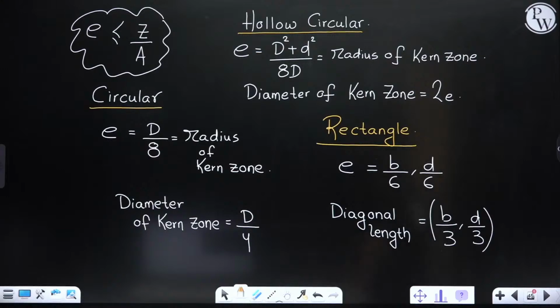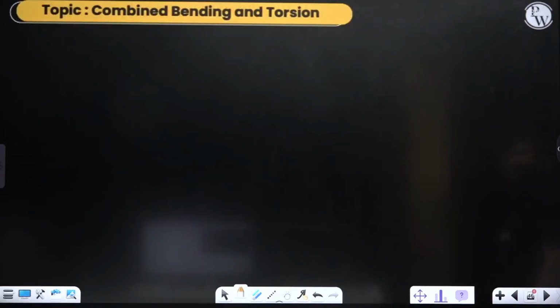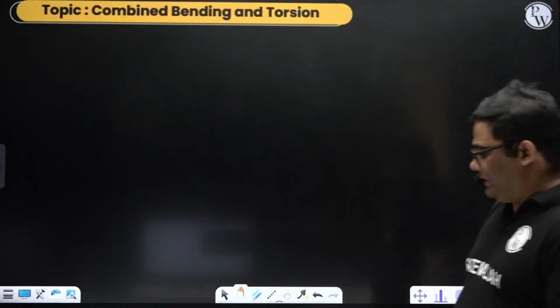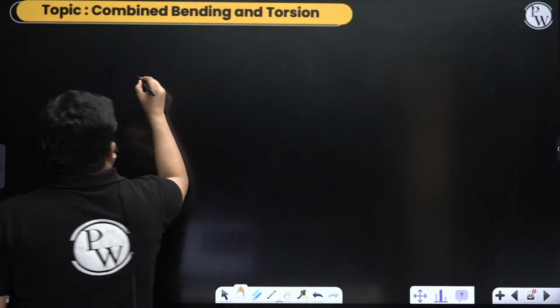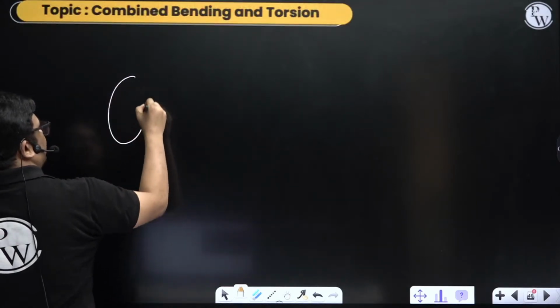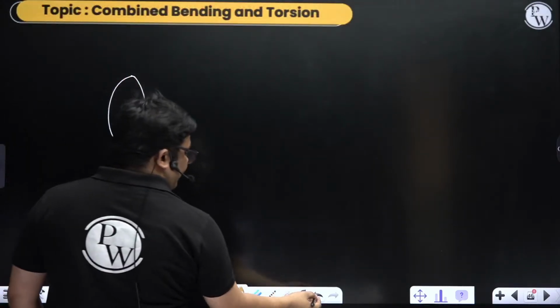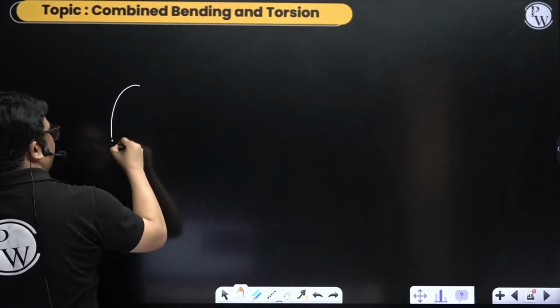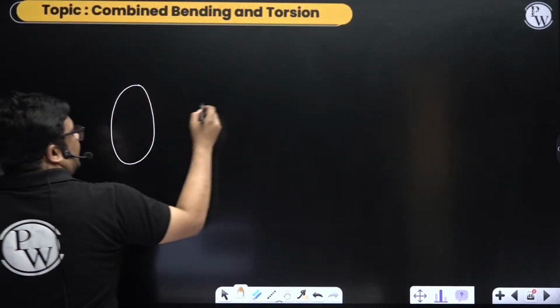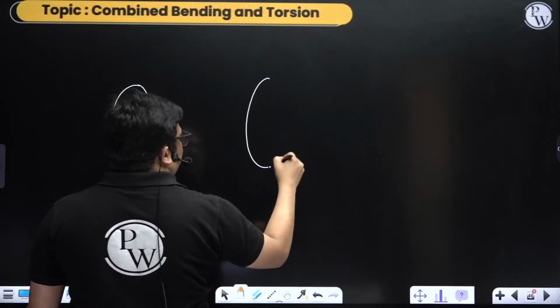Then a small topic, I will take 15 minutes extra and complete that. That is combined bending and torsion. It is a very easy topic actually, so we'll complete it in 10 minutes. If they ask a question, then you can easily answer.